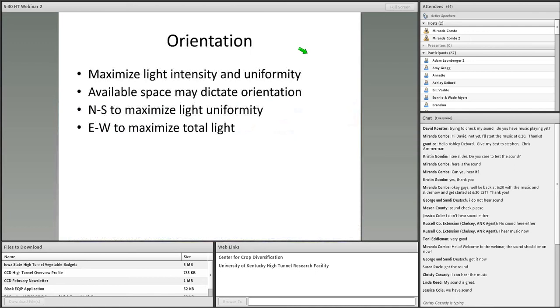Let's take a moment to touch on orientation. When I think about orientation, I'm talking about whether the greenhouse or high tunnel is running north-south or east-west, the length of the structure. What you're trying to do is maximize light intensity and light uniformity.